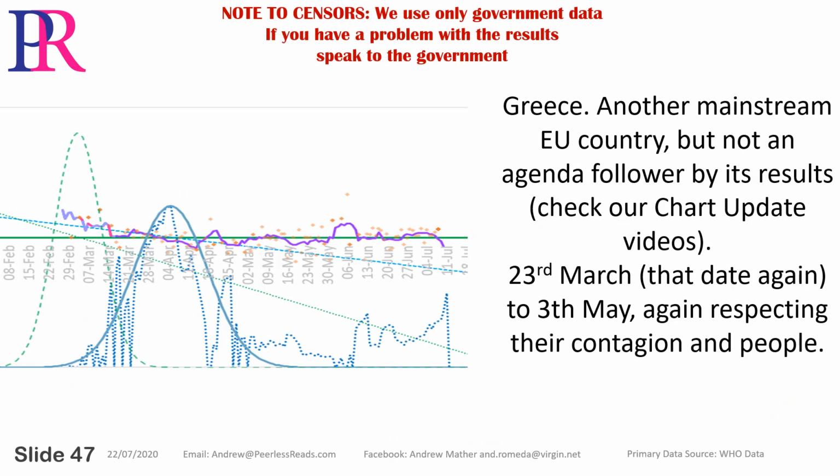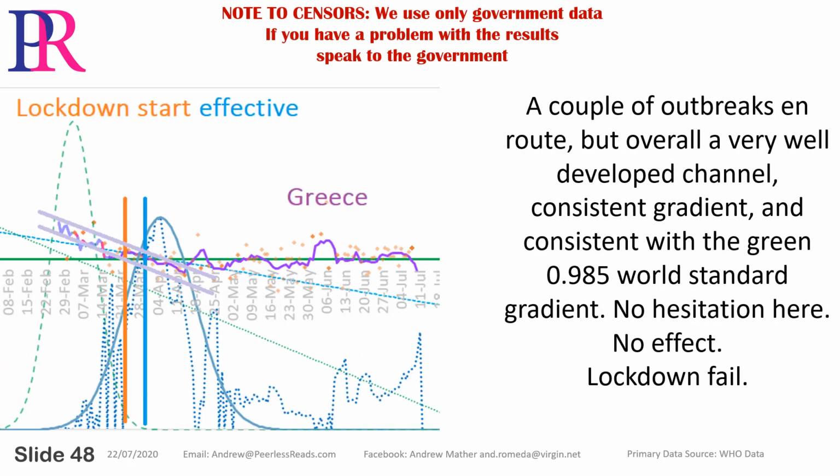Another mainstream EU country, but not an agenda follower by its results. Check our chart update videos. 23rd of March, that date again, to 3rd of May, again respecting their contagion and people. A couple of outbreaks en route, but overall a very well developed channel, consistent gradient and consistent with the green 0.985 world standard gradient. No hesitation here, no effect, lockdown fail.